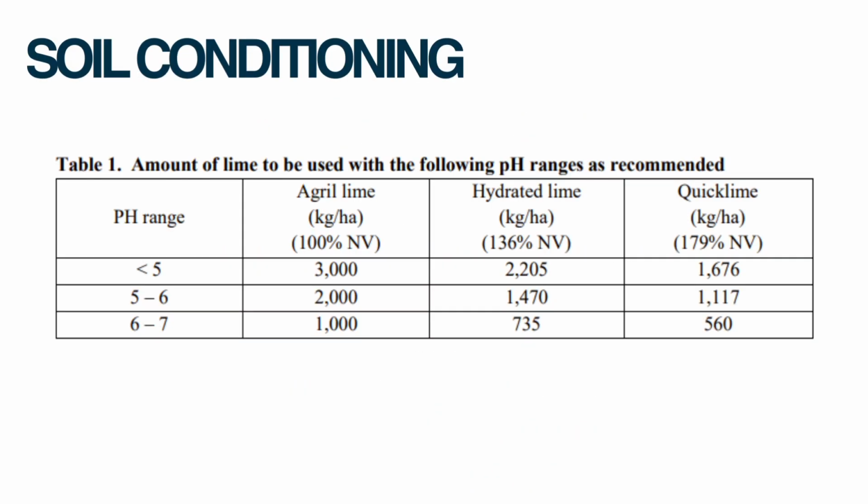For this slide, this table shows the recommended lime application rates per hectare based on soil pH. The more acidic the soil, the more lime is required. For pH below 5, the highest amounts are needed. As pH increases from 5 to 6 and 6 to 7, the required lime decreases. So among the three types, quicklime requires the smallest amount because it has the highest neutralizing value, followed by hydrated lime, while agricultural lime requires the largest amount. In summary, lime requirement decreases as soil pH increases, and a higher neutralizing value means a lower application rate.